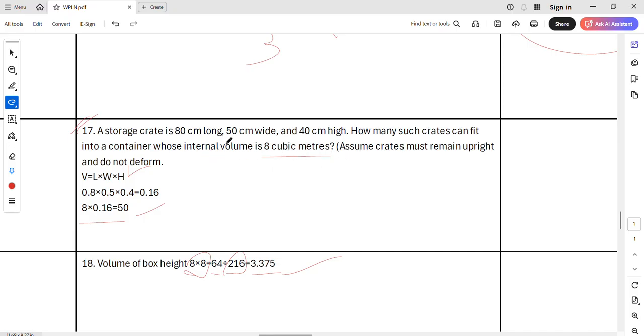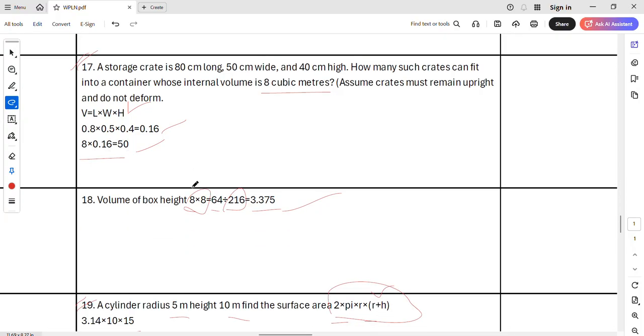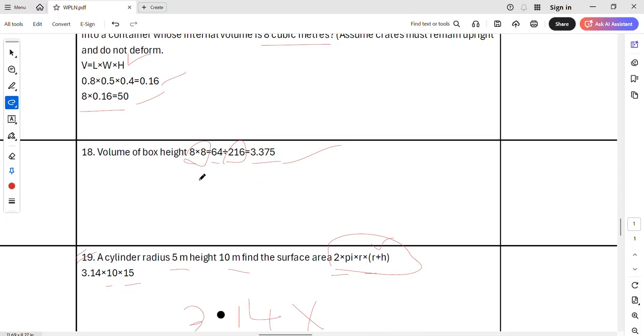So here it mentions how many such crates can fit inside the box. So we follow the formula: volume equals length times width times height. So we get the volume, then with the multiplication, 0.16 we got. After that we divide the internal volume 8 cubic meter by 0.16. Okay, so 50 crates can fit inside the box.